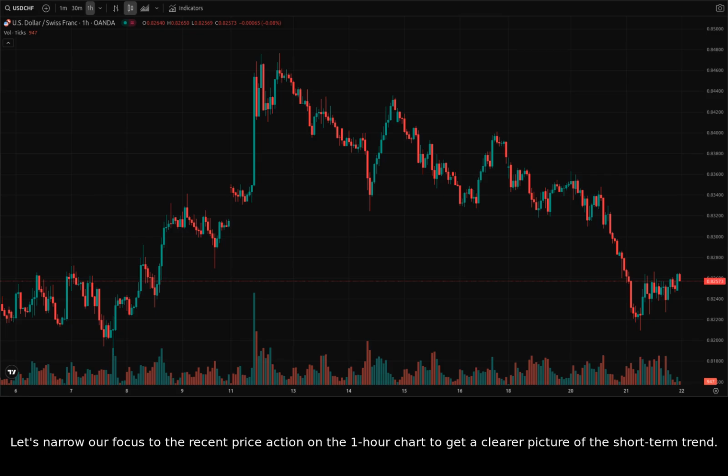Let's narrow our focus to the recent price action on the 1-hour chart to get a clearer picture of the short-term trend. We can observe a more detailed view of the recent downtrend and identify potential areas of support and resistance. Notice the series of lower highs and lower lows forming, confirming the bearish trend. The price appears to be consolidating around the 0.826 level, which could act as immediate resistance. A break above this level could signal a potential reversal, but for now, the bears seem to be in control.